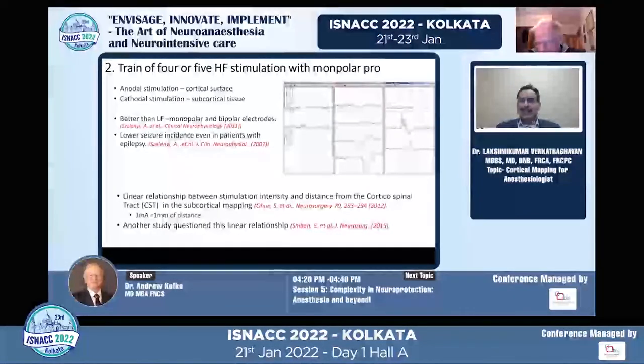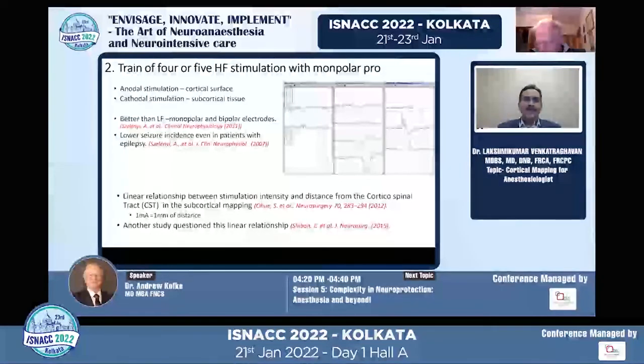And this is the classical asleep motor mapping under anesthesia with high frequency stimulation. Usually train of 4 or train of 5 stimulations are used. Since the patients are asleep, the response is usually recorded using an electromyogram. So in this figure, as you can see, this is the face and this is the arms and legs. With the stimulation, I can see the activation of the EMGs in those muscles, indicating a positive response. For cortical mapping, anodal stimulation is used, and for the subcortical tissue, cathodal stimulation is used.